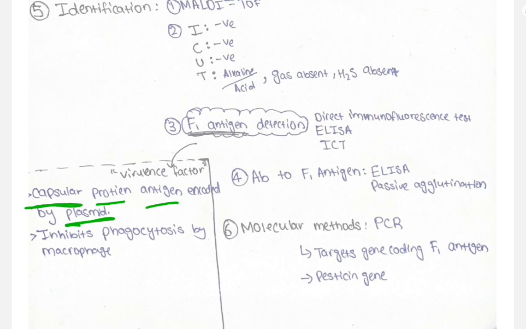Plasmid, we already know what it is. It's a circular piece of DNA in the bacteria. So basically, this virulence factor, which is the F1 antigen, is a capsular protein antigen encoded by a plasmid. And how is its mechanism of action? Its mechanism of action, which makes it virulent, is that it inhibits phagocytosis by macrophages. There's no phagocytosis, so the bacilli remain in the body, they multiply, and basically they cause the disease to occur in the human.